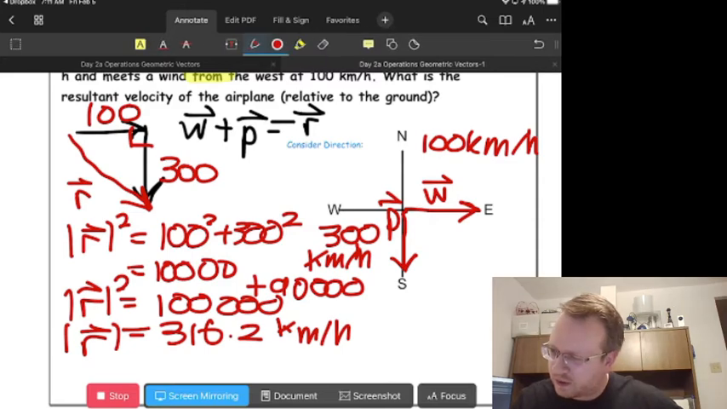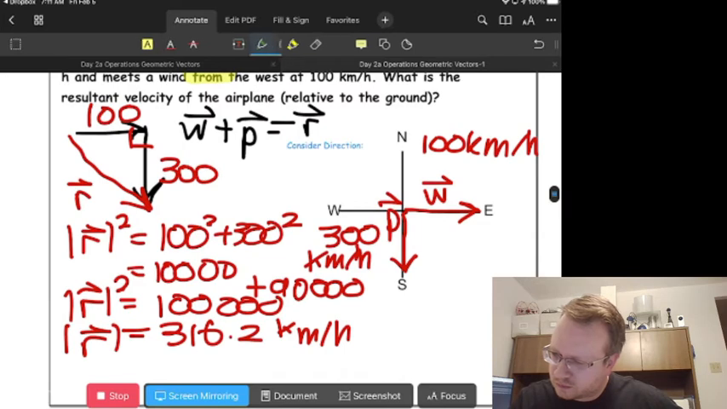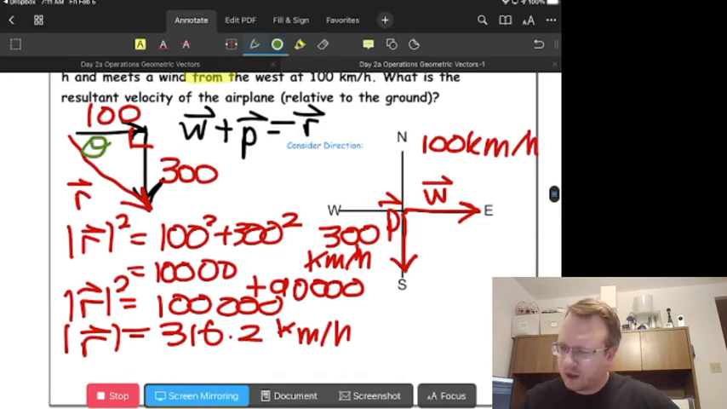I'll switch to a different color here. So we're going to be measuring relative to east. So let's find our angle. How am I going to find my angle? Well, it's a right angle triangle. I can just use my trig ratios. Let's label our sides: hypotenuse, opposite, adjacent.